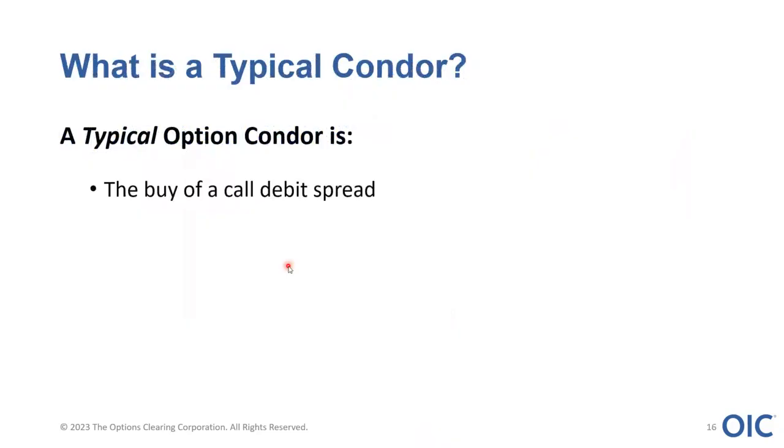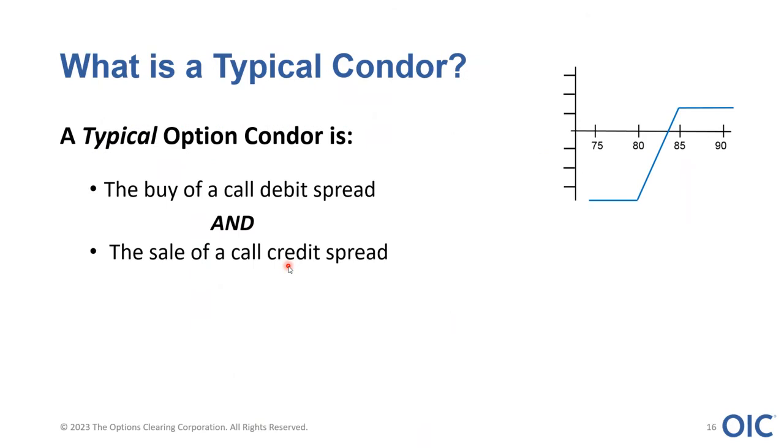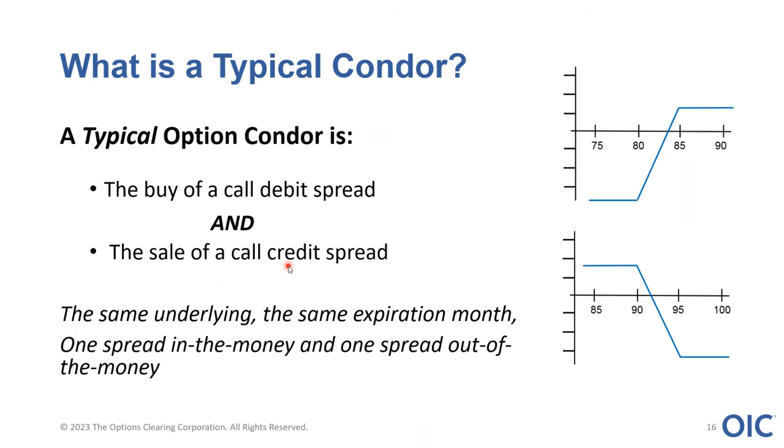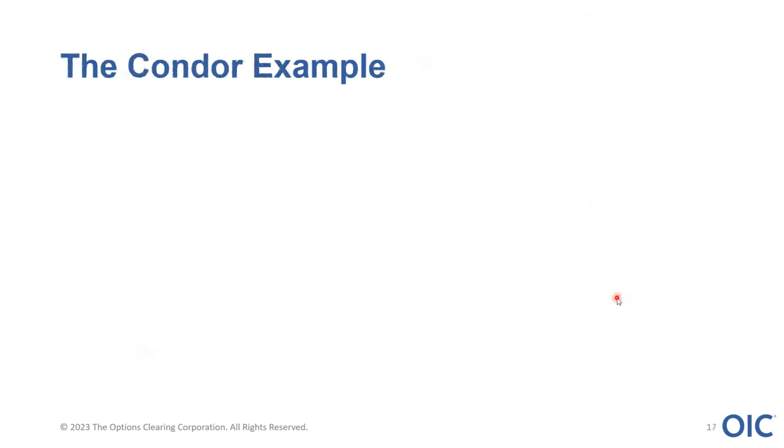The typical option condor is the buy of the call debit spread. Remember 80-85, what we just talked about, and the sale of the call credit spread, the 90-95 that we just talked about. The same underlying, the same expiration month, one spread in the money, right? Our 80-85 call spread is in the money, and one spread out of the money. The 90-95 call spread is out of the money. Remember the stock that we have, this theoretical XYZ stock, is trading 88.5. That puts us right about here as far as these two P&L graphs are concerned. So let's talk about the Condor example and put those two spreads together.